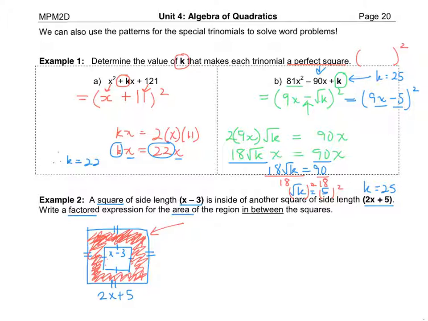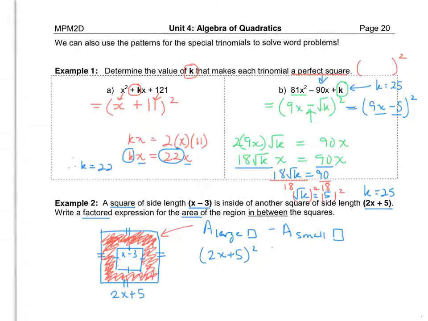So if you weren't able to do that, try that now. Put me on pause again, try it, and then check your work. Okay, so the area of the large square minus the area of the small square is really what we want to do here. So area of the large square would be 2x plus 5 all to the exponent of 2. Take away the area of the inner square would be x minus 3 all to the exponent of 2. Square the first.